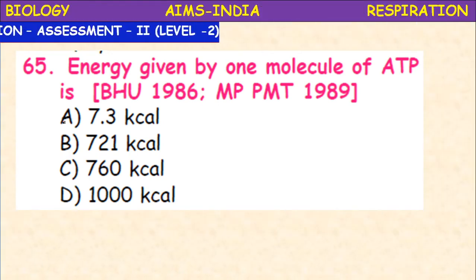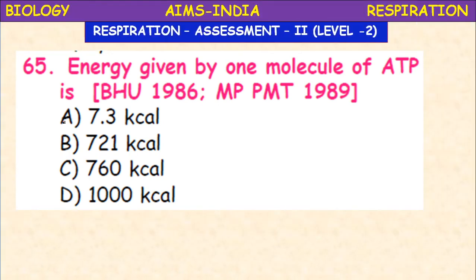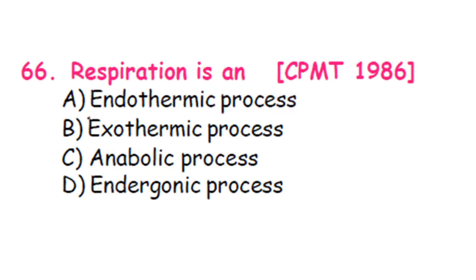Next, the energy given by one molecule of ATP is 721 kilocalories, 760 kilocalories, 1000 kilocalories are given, but here 7.2 to 7.3 is the amount of energy produced from one molecule of ATP when it is hydrolyzed.